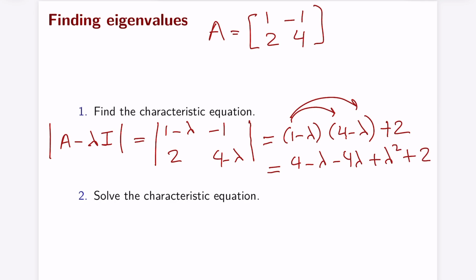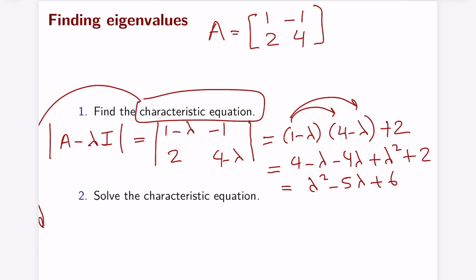Let's combine like terms and order this polynomial, and this will be lambda squared minus 5 lambda plus 6, since 4 and 2 is 6. So far this is actually not the characteristic equation, but the characteristic polynomial, right? So what I'm calculating here is the characteristic polynomial. And now to get the characteristic equation, I have to write the characteristic polynomial equal to 0. And now I'm going to solve this characteristic equation.